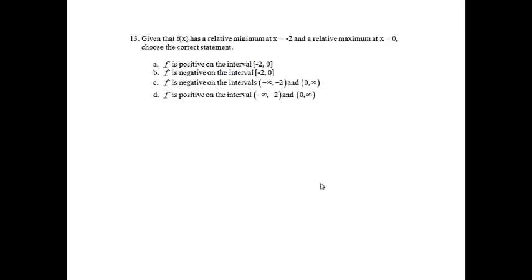Okay, question 13. Given that f of x has a relative minimum at x equals -2 and a relative maximum at x equals 0, choose the correct statement. So if I see a word about relative minimum and relative maximum, I know that has to do with f prime. So I'm going to make an f prime chart. And if things are happening at -2 and 0, I'm going to put -2 and 0 on my chart. If there's a relative minimum at x equals -2, that means that f prime must change from negative to positive. And if there's a maximum at x equals 0, f prime must change from positive to negative there.